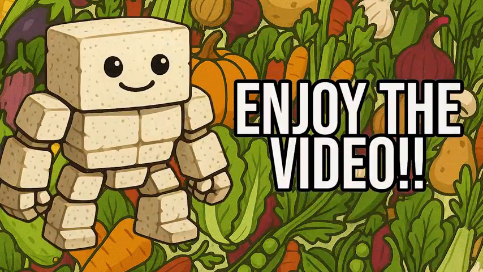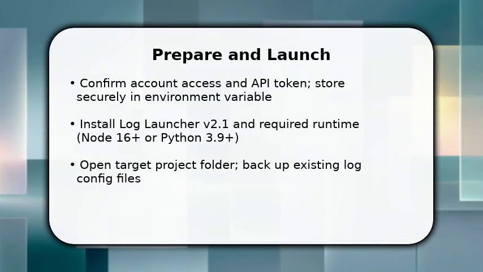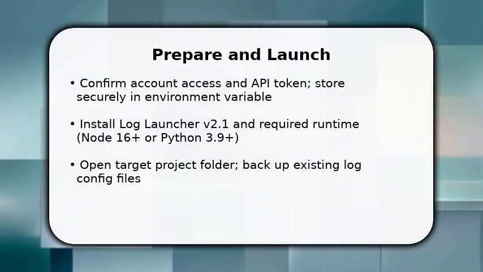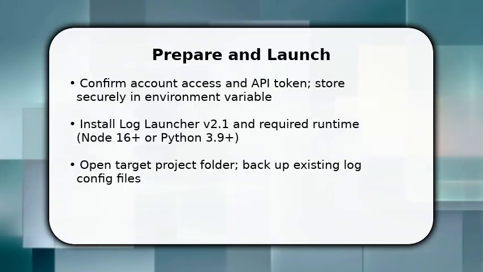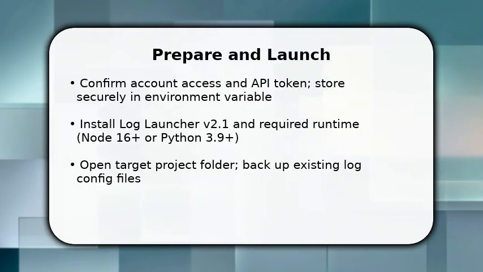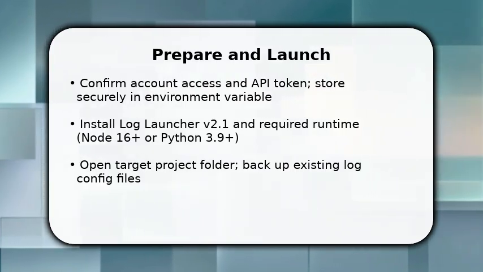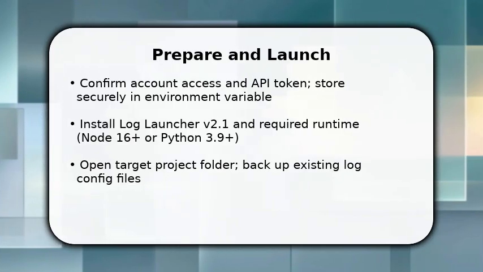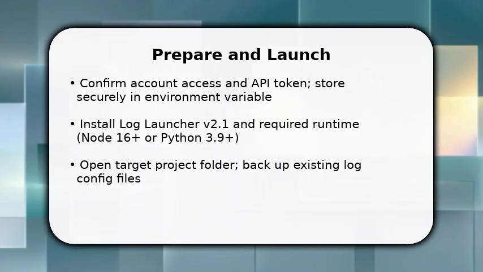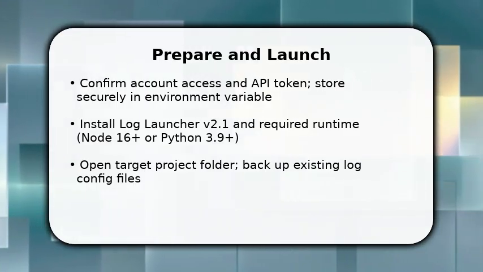Please enjoy the video. You must start by combining essentials and taking the first actionable steps. Check your account access and export the API token into an environment variable so you won't paste secrets later. Once done, install Log Launcher v2.1 and the required runtime. Make sure versions match. Navigate into the target project folder and back up any existing log configuration.